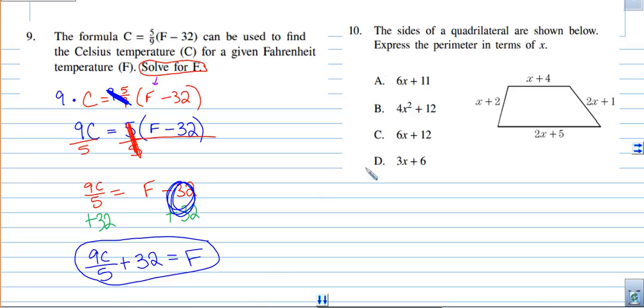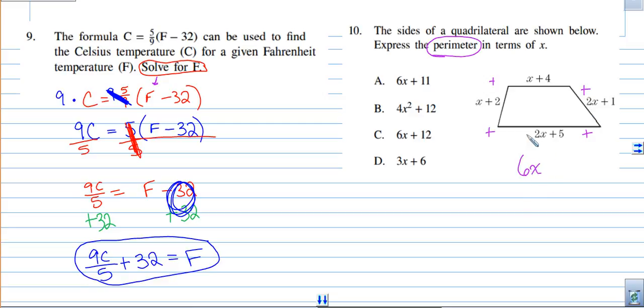Okay, question 10. Look at question 10. It says, sides of the quadrilateral are shown. Express the perimeter. Okay, perimeter. That's the outside. We're going to figure out how far around the outside of this shape, this trapezoid, we have to go. Well, to find that, you just add everything up. Okay, and so you've got x plus x, which is 2x. 2x plus 2x is 4x, and 4x plus 2x is 6x's.